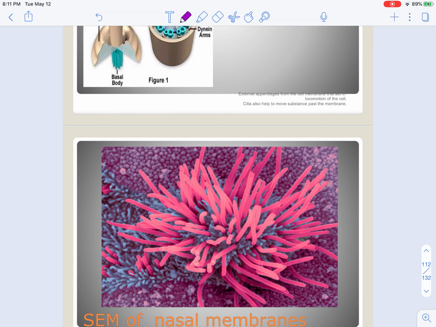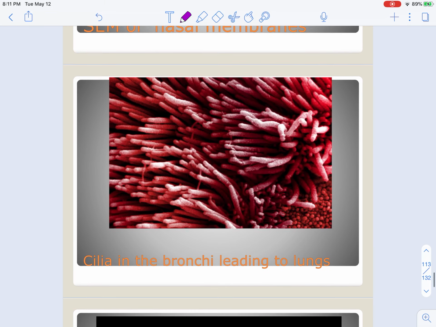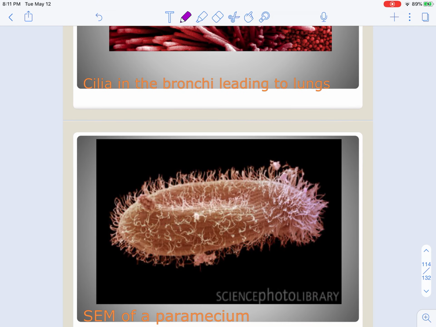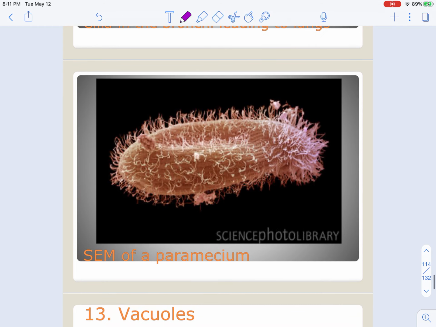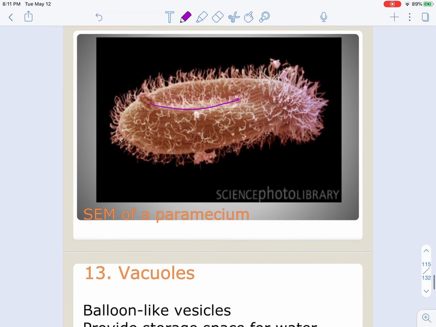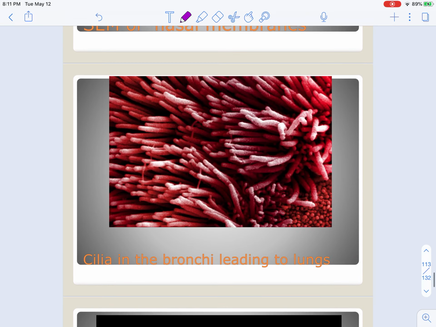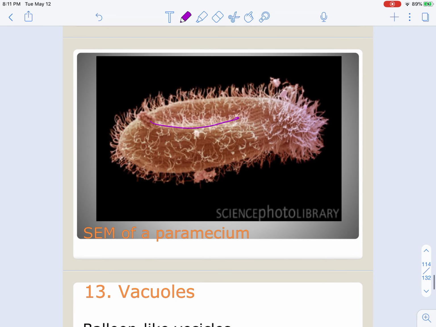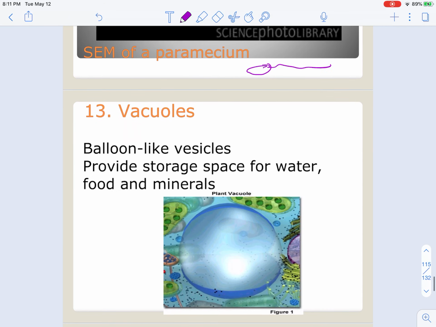For example, cells of your respiratory tract have cilia that will catch little dust particles. Some one-celled organisms have cilia, like a paramecium. There's a paramecium right there, with cilia all around it that help it to move and also sweep food into its little gullet. This little gullet is its stomach area. I don't have a picture of a flagella, but a cell like a sperm cell will have a flagella. So that's also made of microtubules.